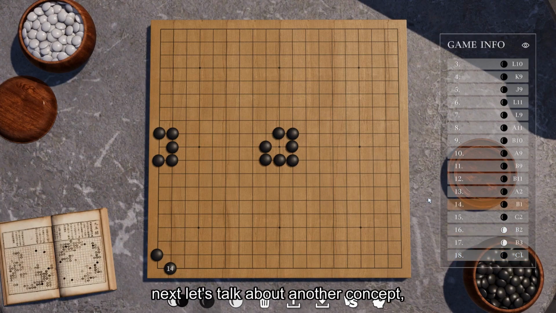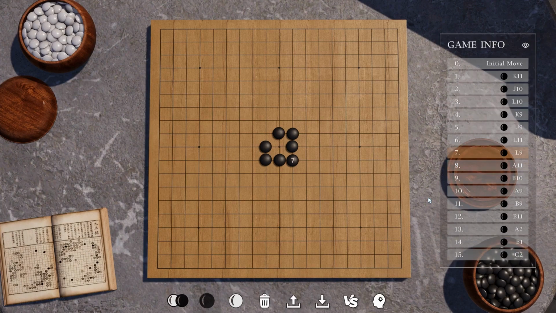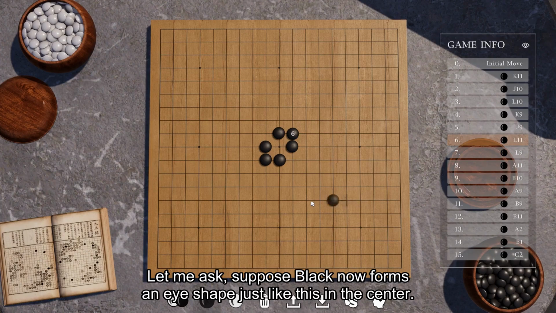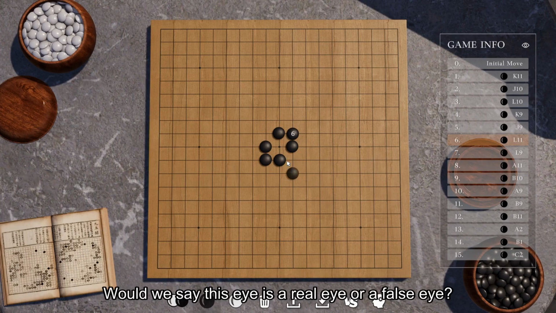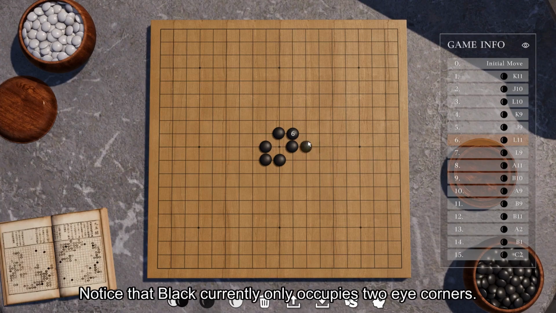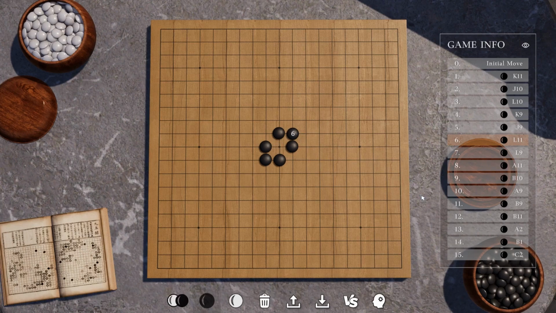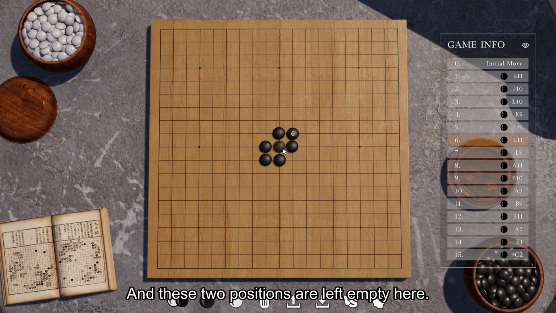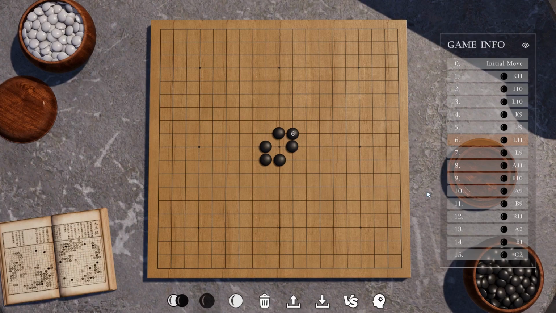Okay, next, let's talk about another concept. Let me ask, suppose black now forms an eye shape, just like this, in the center. Would we say this eye is a real eye or a false eye? Notice that black currently only occupies two eye corners, and these two positions are left empty here. We usually say this kind of shape is a real eye.